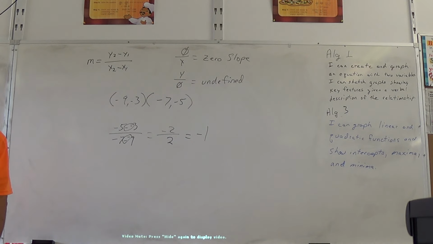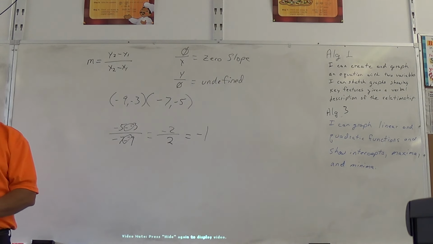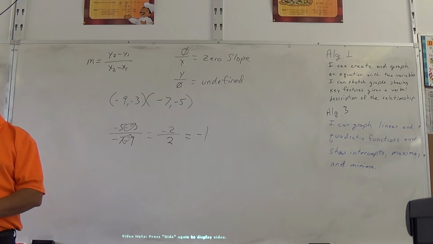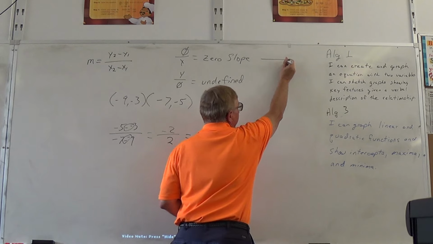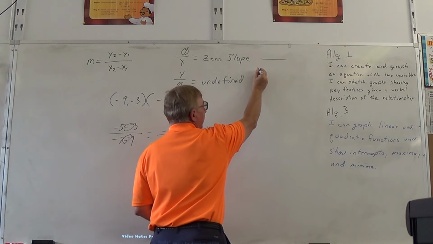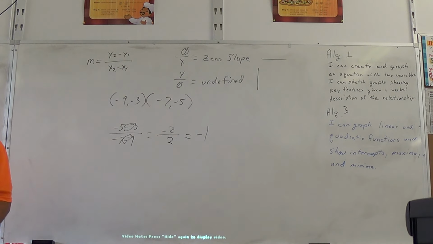Remembering those makes it easier, so instead of just saying it's a slope of 0, I expect you to say, is it a 0 slope or is it an undefined slope? Remember, a 0 slope goes like that. Undefined goes like that.